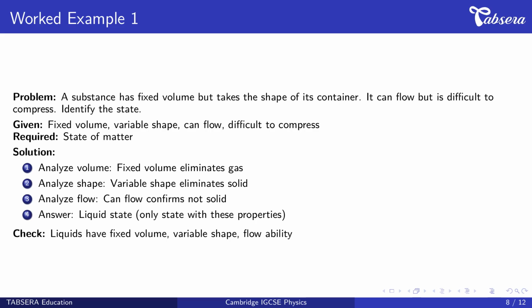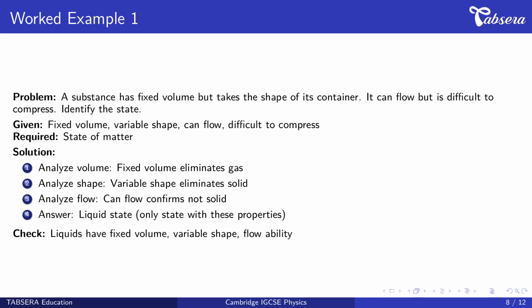Identify the state. We are given fixed volume, variable shape, can flow, and difficult to compress. We need to find the state of matter. Step 1. Analyze volume. Fixed volume eliminates gas because gases have variable volume. Step 2. Analyze shape. Variable shape eliminates solid because solids have fixed shape. Step 3. Analyze flow. The ability to flow confirms this is not a solid.